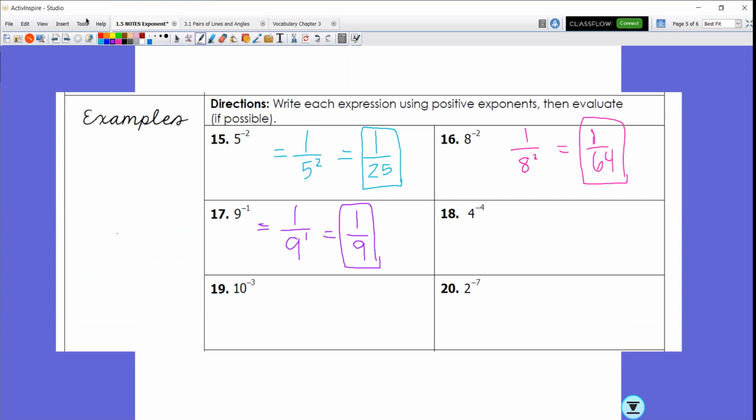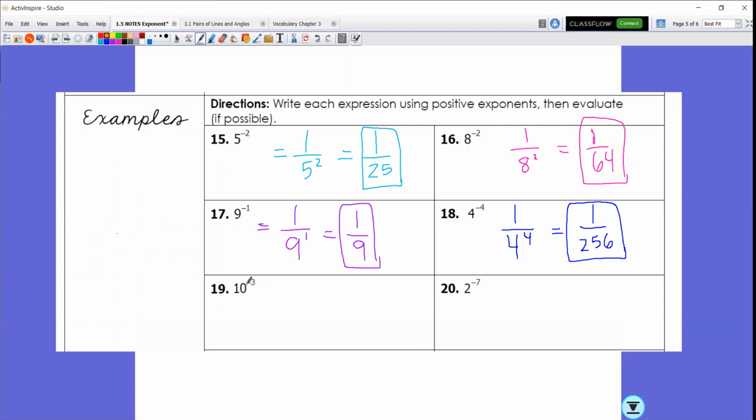Okay, number 18, we're going to rewrite this bad boy right here. 1 over 4 to the fourth power, and we can evaluate 4 to the fourth power. It's actually bigger than I thought it was going to be. 1 over 256. All right, a couple more here on this side, and then we only have, I think, 8 more and we'd be finished. Hopefully we can get there.